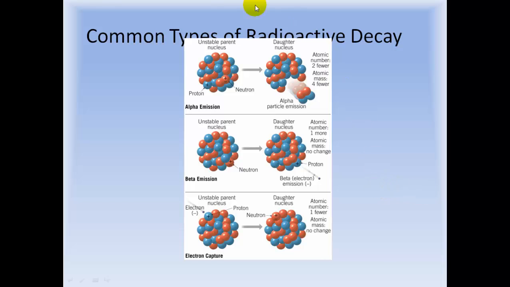Okay, so here, this alpha emission, we have 4 particles, 2 protons and 2 neutrons, ejected. In beta emission, we lose an electron, leaving behind a proton. In electron capture, when the proton captures an electron, it becomes a neutron.